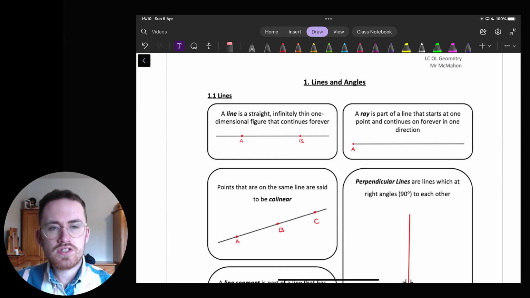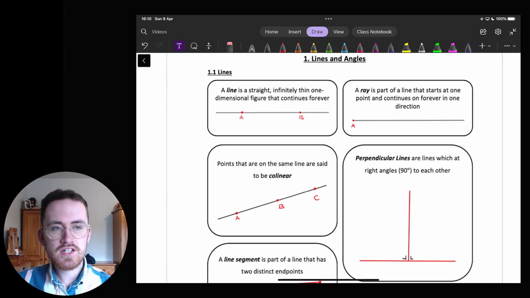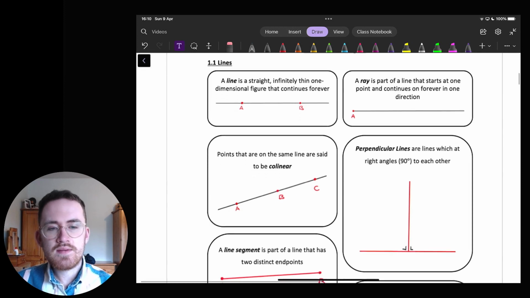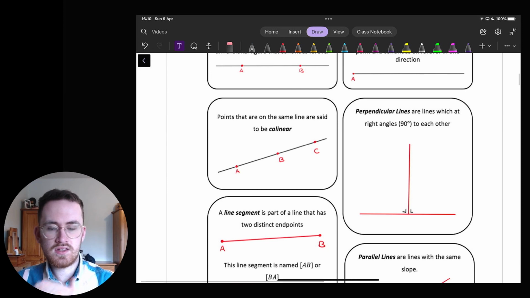So, going quickly through some of these points then. A line is a straight, infinitely thin, one-dimensional figure that continues forever. So a line goes on forever in both directions. A ray is part of a line that starts at one point and then goes on forever in the other direction. Like this one here, it starts at the point A and goes forever in the other direction. Points that are on the same line we call collinear. So collinear means that they coexist on the same line.